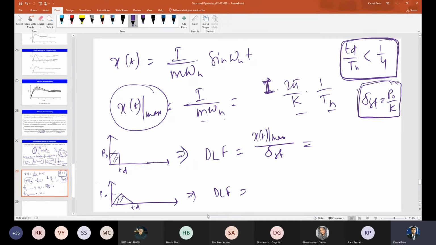So what is it for the first one? 2 pi Td by Tn. What is it for the second one? Anybody not able to find out this value? 2 pi Td by Tn. Please speak out. Repeat and listen. So pi Td by Tn. Now you're finding it easy.